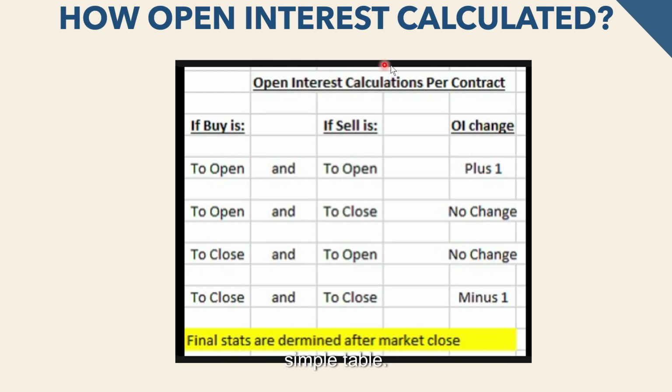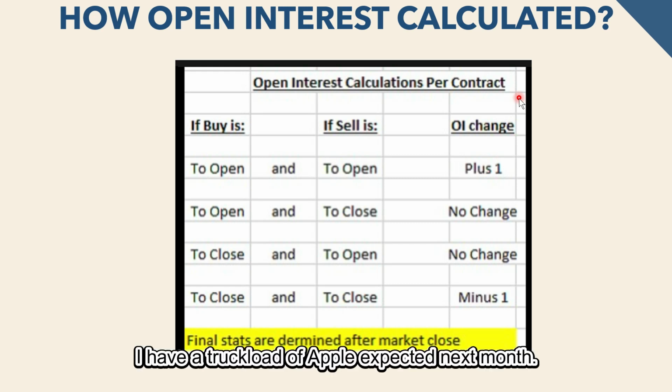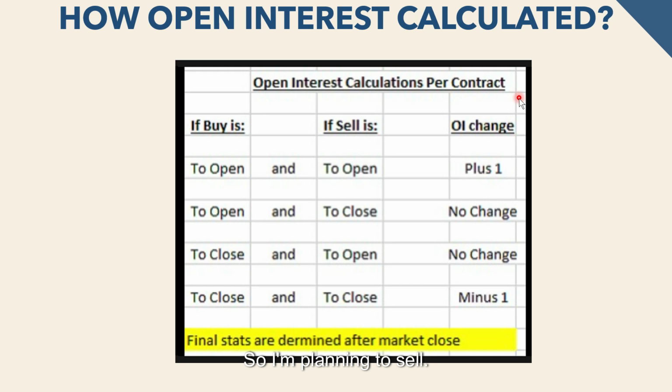Now here I have a simple table. Let us take an example. Say for instance I am an apple farmer. I have a truckload of apples expected next month, so I'm planning to sell. I'm trying to get into a futures contract. Why do we get into a futures contract? There are plenty of videos on YouTube where you can see the significance of futures, but I'll simply explain.